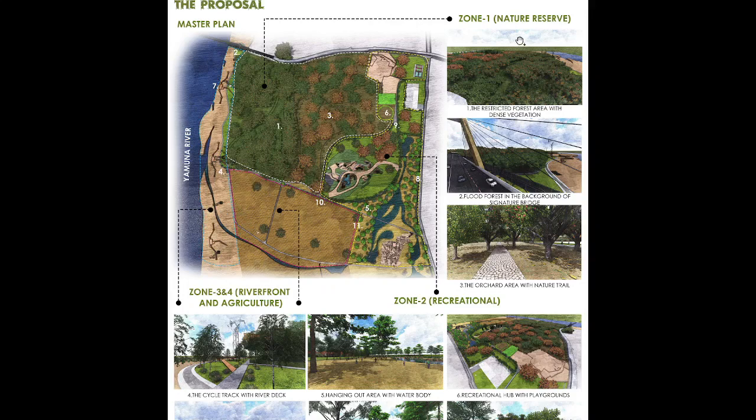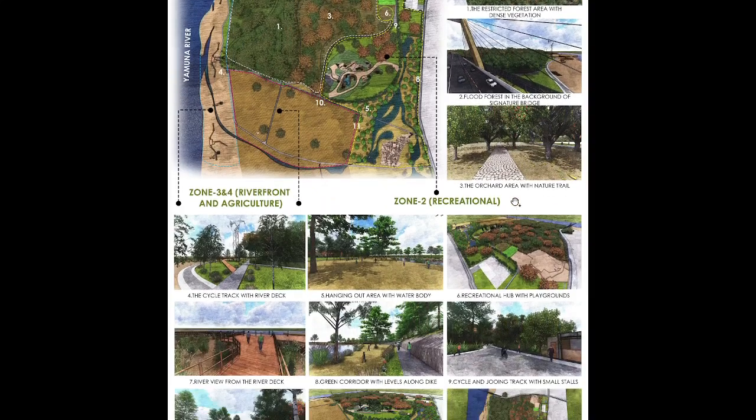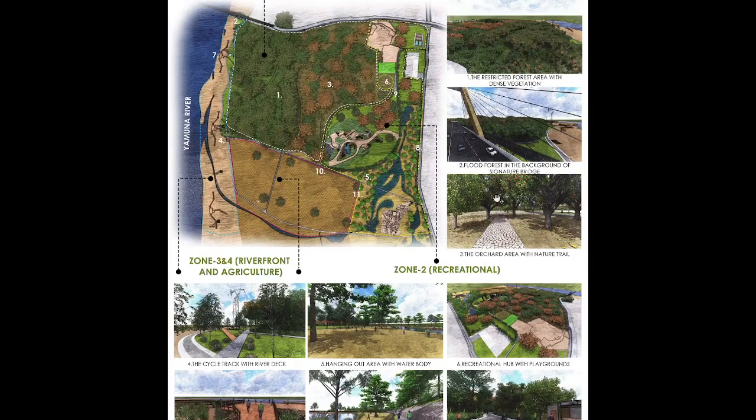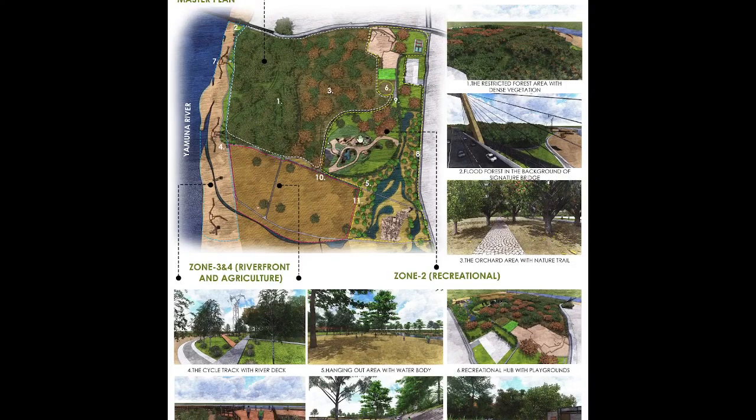So this is the nature reserve zone, where this is the restricted forest. Then there is a flood forest. The image shows the flood forest from the Signature Bridge. Then there is the orchard area where a nature walk can be introduced, which will help in connecting with nature.